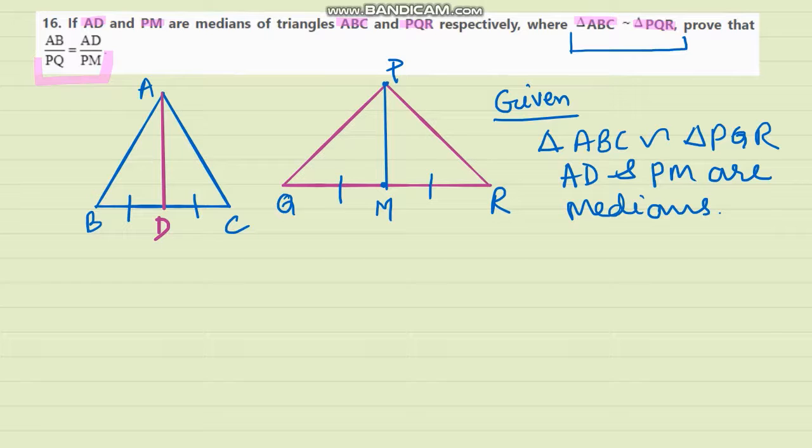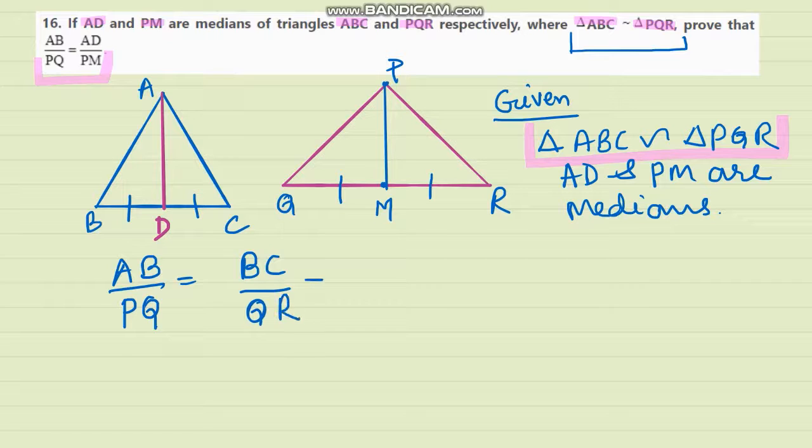Now triangle ABC is similar to triangle PQR. From this, what do we get, children? We get AB by PQ equal to BC by QR, and this is equal to AC by PR. Now since we have to include AD and PM for the proof, in the proof we have to include AD by PM.